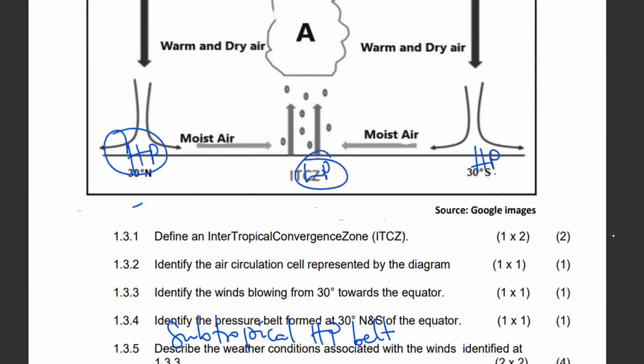And for that reason, there's a pressure gradient. The air is going to blow in this direction, and the air is going to blow in this direction. And there is convergence here. What happens when the two air masses meet? They uplift. And when they uplift, because they are moist, a cloud is going to form, which is going to produce rainfall.